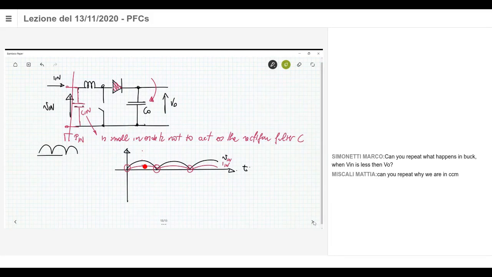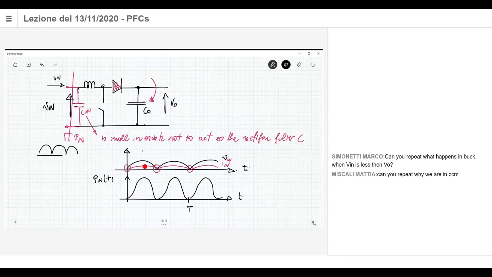Let me draw this graph here. This is the input power. This is T, which is the original frequency of the mains, which is, by the way, 50 Hertz in Europe, 60 Hertz in the US, for example, so low frequency. And this is T divided by 2. So the frequency of the power is twice the frequency of the mains. So 100 Hertz in Europe, 120 Hertz in the US, etc.